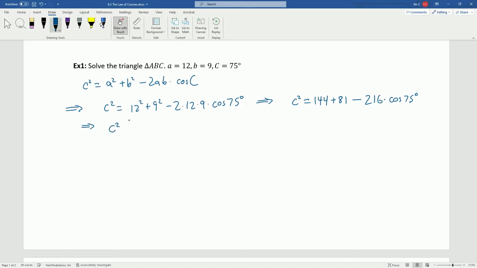So c squared equals 225 minus 216 times cosine of 75 degrees. And so now when I take the square root of both sides, I get c equals the square root of 225 minus 216 times cosine of 75 degrees. And again, I just waited until now to start plugging things into a calculator that have to be rounded so that I have as minimal rounding errors as possible. So this gives me c as approximately 13.004.